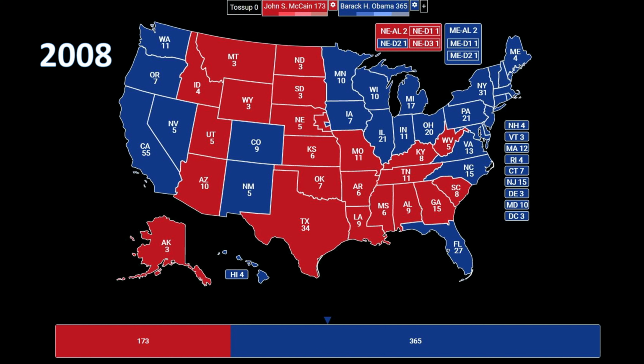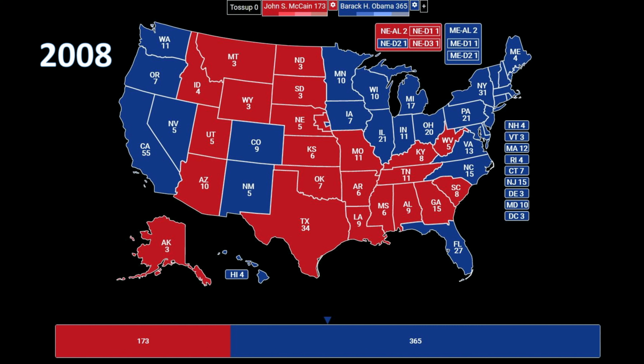Let's move to the 2008 presidential election. This election might be one that stands out in many minds because of its historic significance. We, of course, had the first African-American president in Barack Obama elected. He was running against John McCain. And he won by a pretty convincing 365 Electoral College votes to 173.